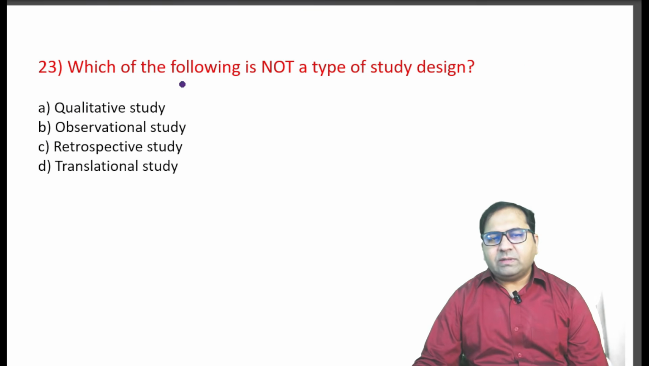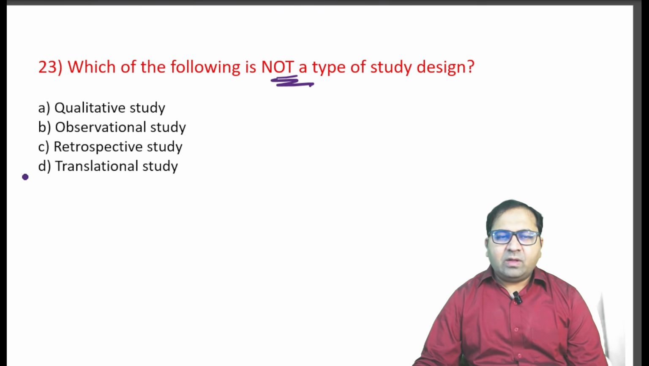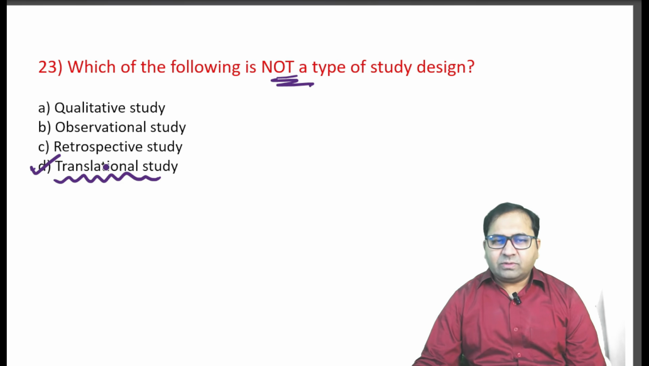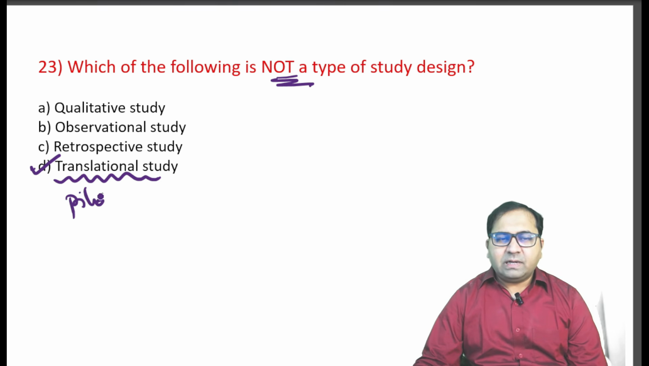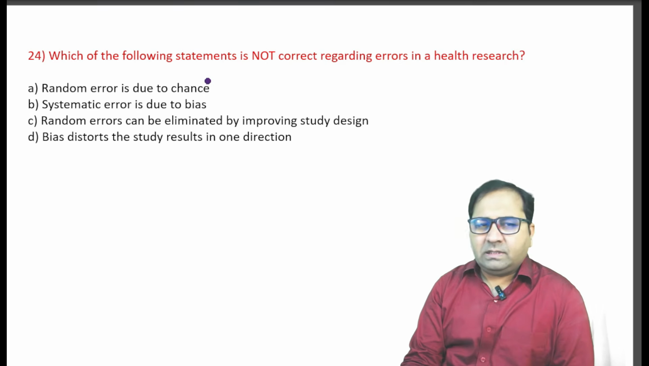Next question. Which of the following is not a type of study design? This question has come for the second time, I think. The options are A. Qualitative study, B. Observational study, C. Retrospective study and D. Translational study. So the answer for this question is D, translational study. In the previous questions, when this question was asked, the option was given as pilot study, if you can remember. Or please go back and review the questions once again. You will find this option which is not a type of study design. Let us see the next question.